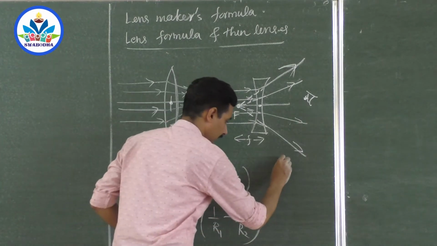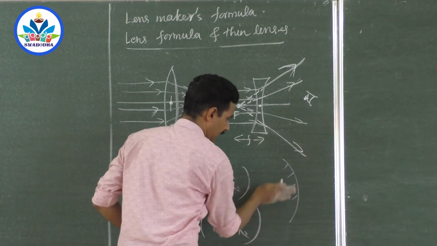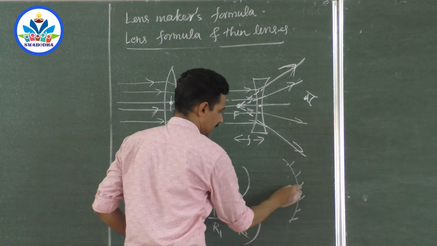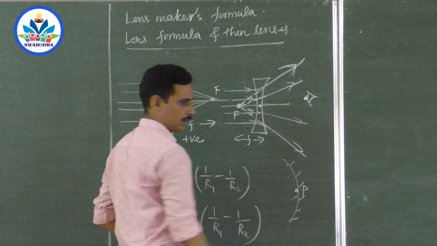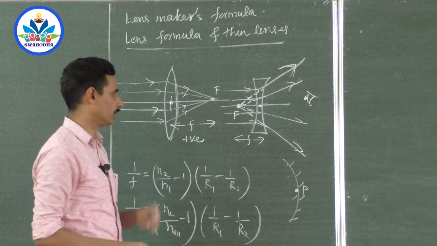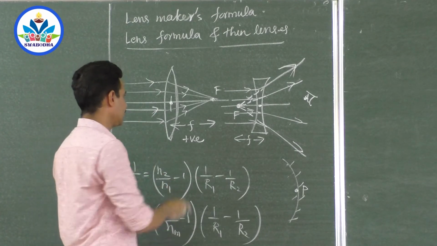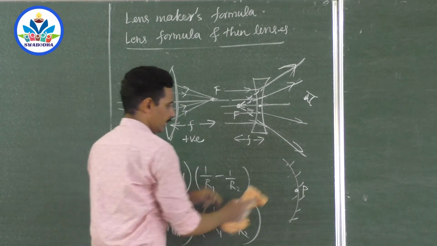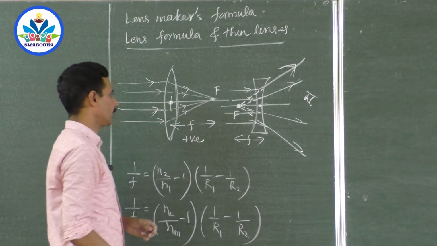For a concave mirror, say, the geometric center is called the pole. Out of the whole geometrical size, where is the center? That is called the pole. And in a lens, the geometric center is called the optic center. Geometric center of a lens is called the optic center.